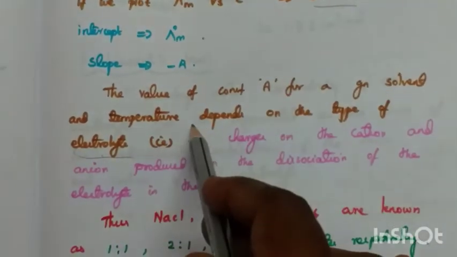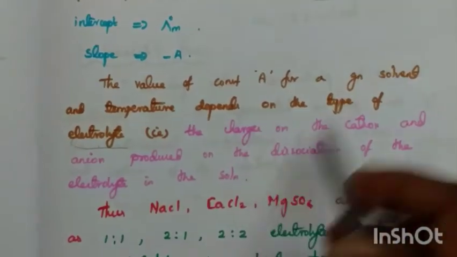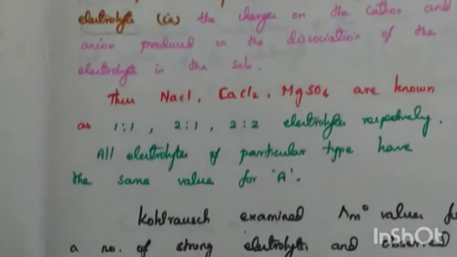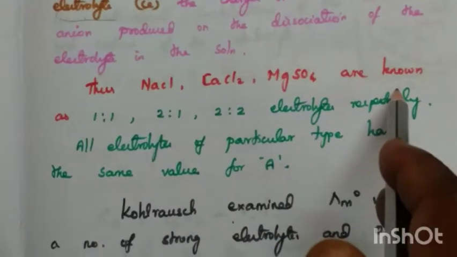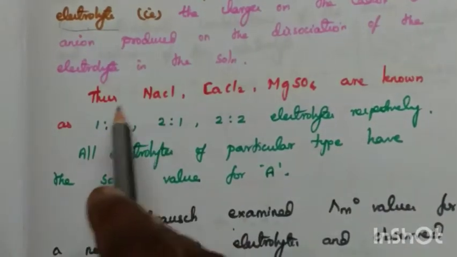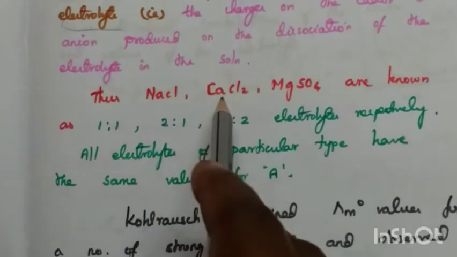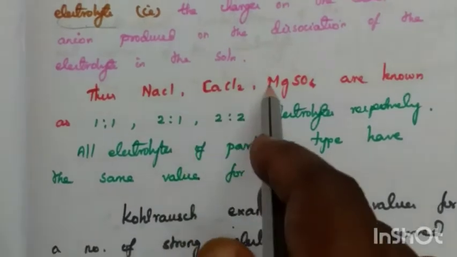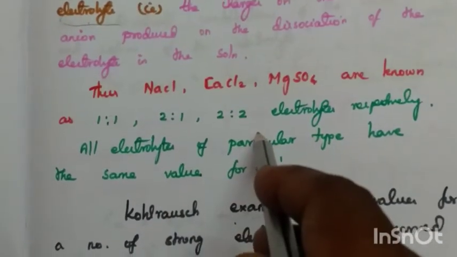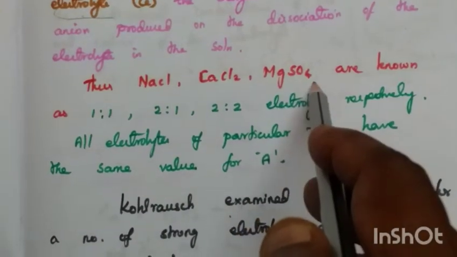This A depends on the temperature and on which type of electrolyte it is dissociated. For example, NaCl, CaCl2, MgSO4, etc. are strong electrolytes. They dissociate completely to give Na plus and Cl minus, Ca2 plus and Cl minus, where 2 plus is the oxidation state of Ca, and Mg2 plus and SO4 2 minus, which are the oxidation states of Mg and SO4.